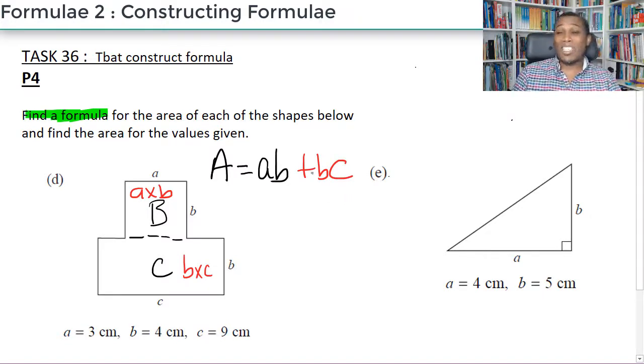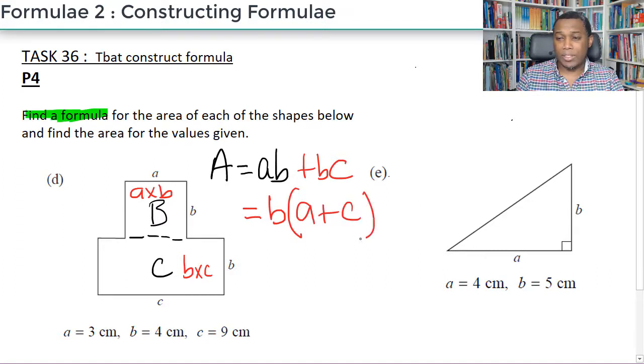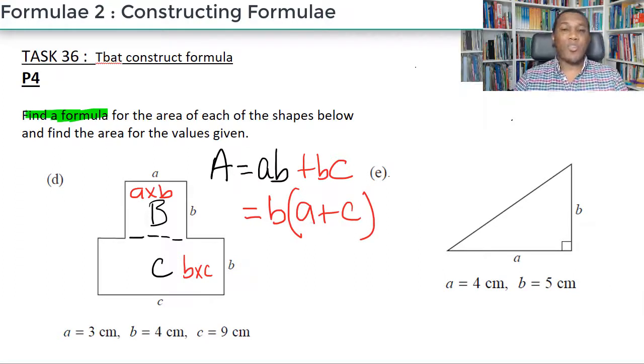Now, can I do any work with this? No, we're done, really. If you want to factorize it, you can. You don't have to, but they do have a common factor, B. And if we pull out B, we have B(A plus C). So that's another form that you can put your answer in.